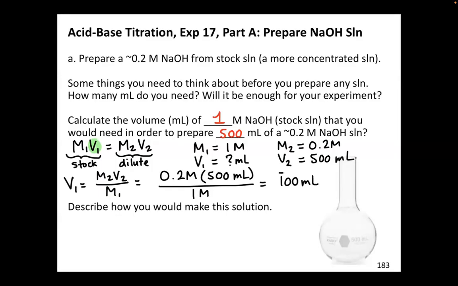This is only good to one significant figure. That's because we have 1 sig fig here in the 0.2 molar, 1 sig fig there in the 1 molar stock solution. So at best, this is 100 ml. Now we need to describe how to make the solution because we need to actually do it in the lab. In actual experiment 17, we're going to give you a Florence flask. Except there's no Florence flask in the virtual lab. We just need a container that will hold 500 ml of the solution.